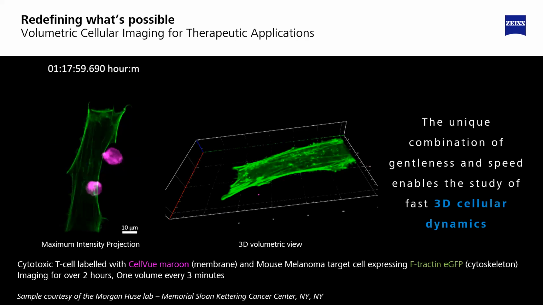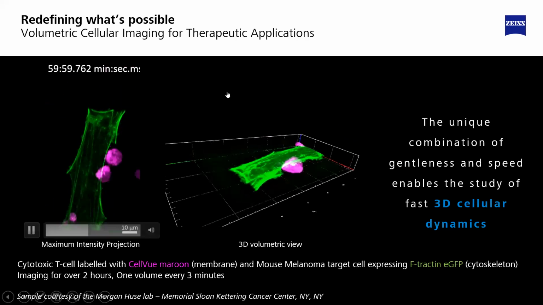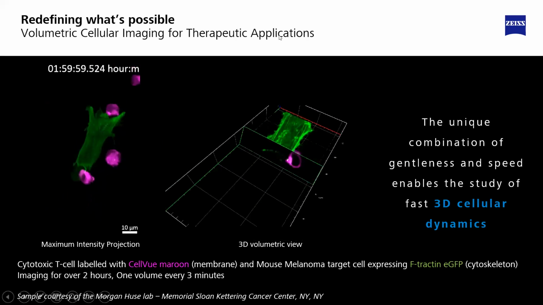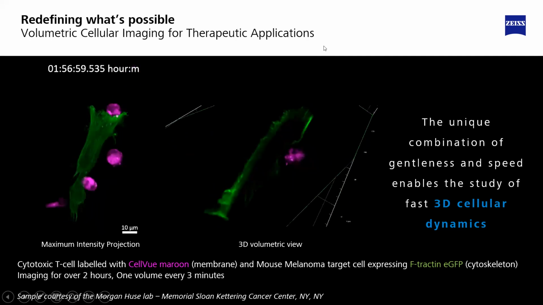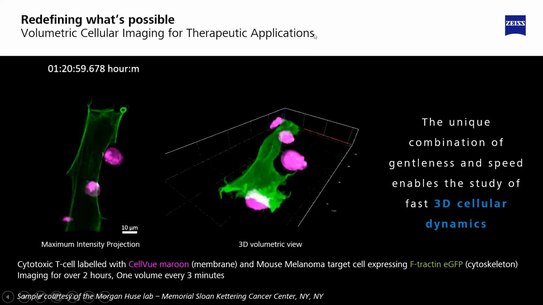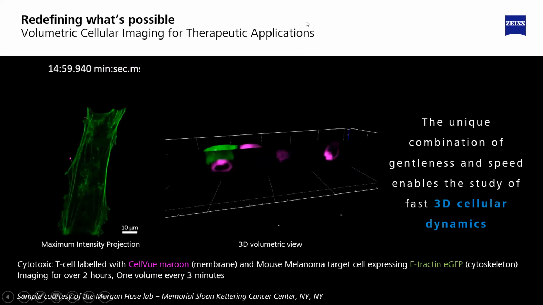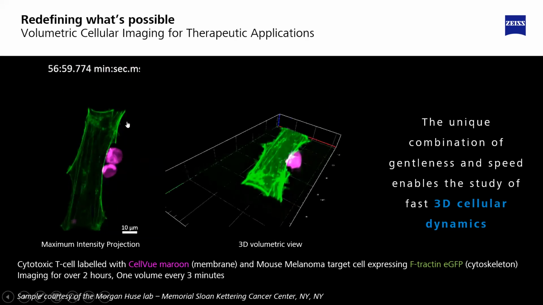For a few more examples of some of the specimens we've imaged on the lattice light sheet, here's an example of more T cells, in this case, attacking a cancer cell. So here, the T cells are labeled with CellVue Maroon, so this is the magenta signal here. And in this experiment, the researchers we worked with were interested in studying the dynamic actin cytoskeleton, not of the T cells in this case, but of the melanoma cell that was being attacked by the T cells.